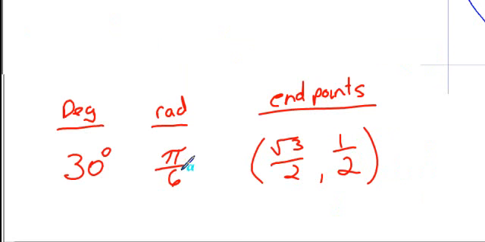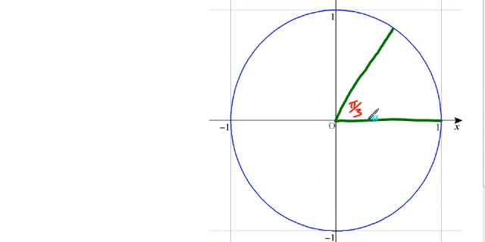So our measure of pi over 6, which is equivalent to 30 degrees, has the endpoint on the unit circle square root of 3 over 2, comma 1/2. Now let's find out what the measure of pi over 3 has as endpoints. Let's find the endpoints for pi over 3. So we're looking for these endpoints.